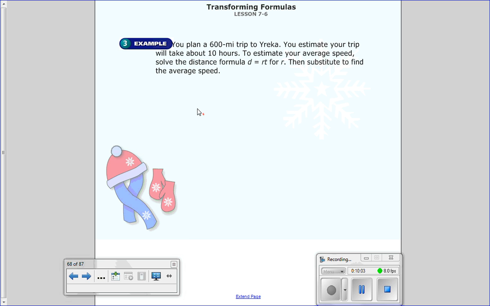So here they're giving us a way we could actually use this. D is equal to R times T, but they tell us, first things first, I want you to solve for R. So get R all by itself, and then put in the numbers. So I take a look, well, what's on the same side as R? That's T, and they're being multiplied, so we divide. So I'm left with R is equal to D divided by T.